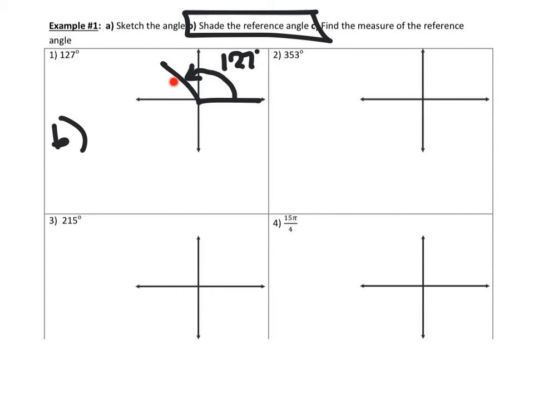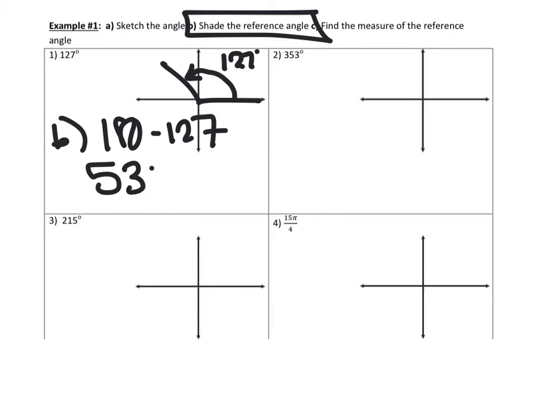How far are you from the x-axis? Yes, you're 127 degrees, but that's not an acute angle. So we're going to do 180 minus 127. Hopefully you get 53 degrees. And, oh, it says shade in the reference angle. So let me first shade in the reference angle, and then find the reference angle, 53 degrees.